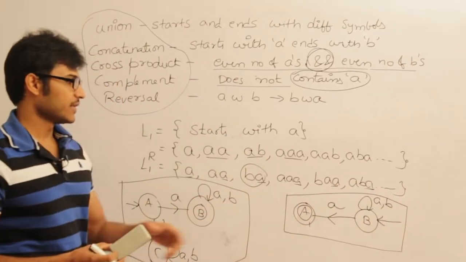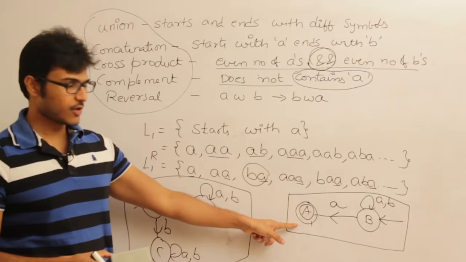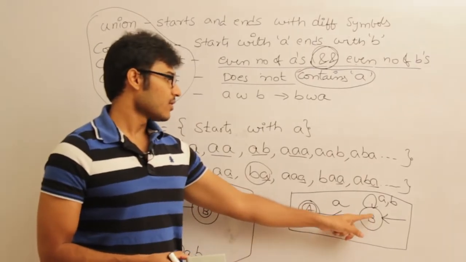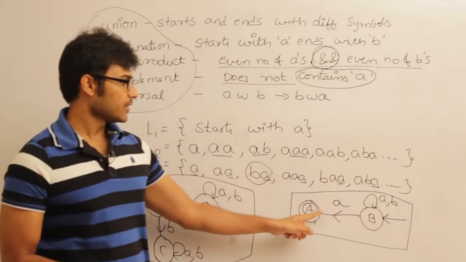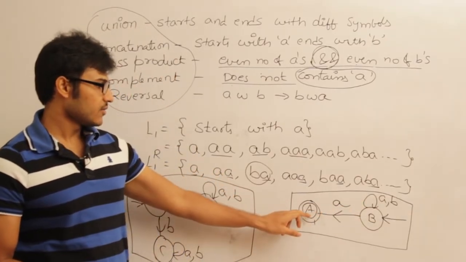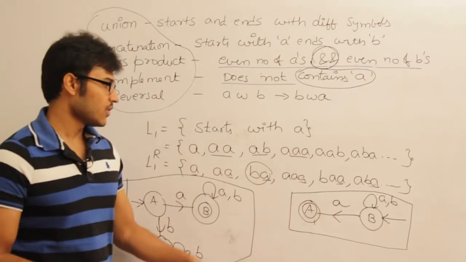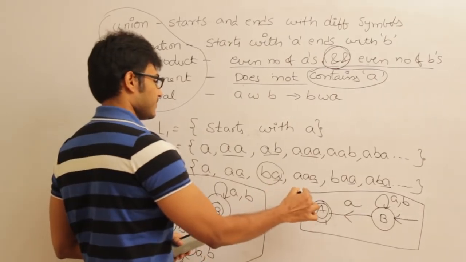But if you look at this one, it is not a DFA, because on capital B, on small a, you are giving it two directions, which means you can stay in B or you can go to A, and on capital A you have not given any transitions, so it is actually an NFA.